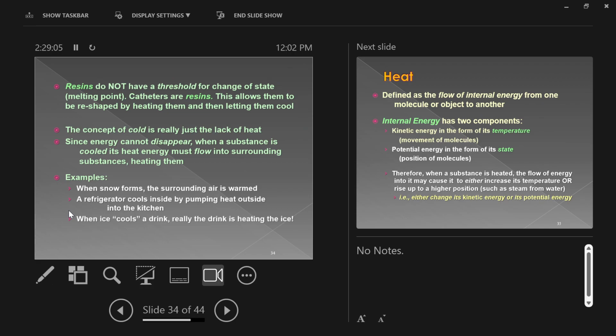The next one is sort of a funny one, resins. Resins are types of matter that do not have a phase transition or a threshold for changing state. They don't have a melting point. Think about rubber, right? You ever melted rubber before? It doesn't all melt at once. It sort of takes more time to melt, right? It changes phase very slowly, and with most of these resins, you can heat them, shape them, and let them cool down, and they can retain their new shape, right?